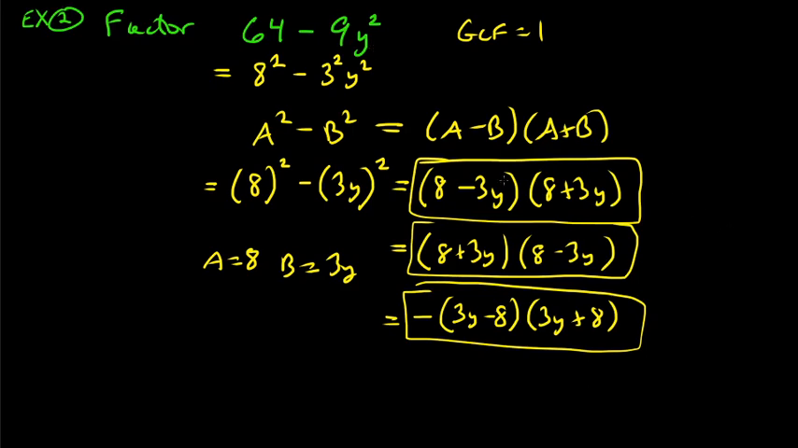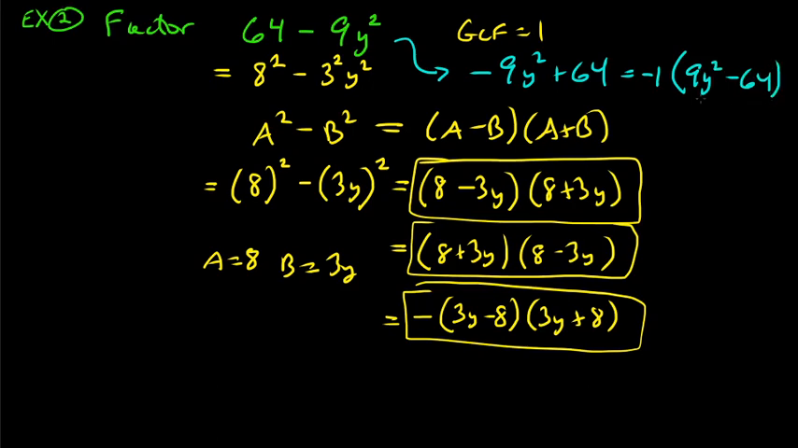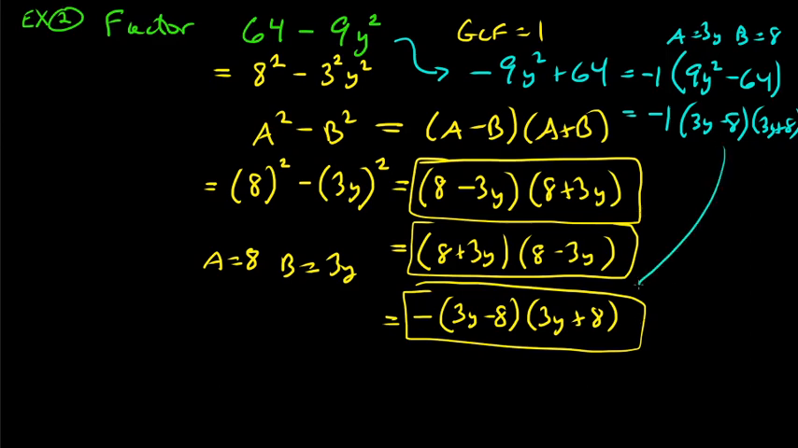So yeah, if you thought that this was backwards here, that the original problem should have been negative 9y squared plus 64, yep, you can factor out a negative 1 and then write it as 9y squared minus 64. And now my a would be 3y and my b would be 8. So that works also, plus 8. Can squeeze that in there. So that would be another way to do this.